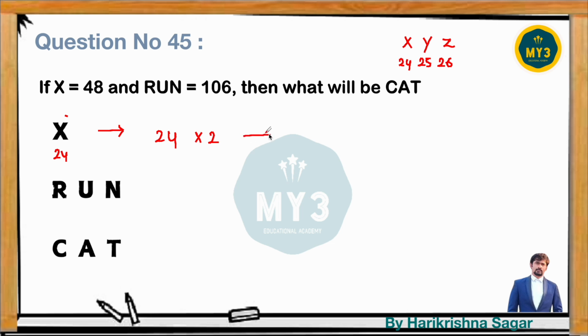What might be the reason? They must have doubled that alphabet position. So 24 into 2, they have taken it as 48. Similarly, run is equal to 106. So why is it 106? Let's observe. What is r position? R is 18. What is u position? U is 21. What is n position? N is 14.